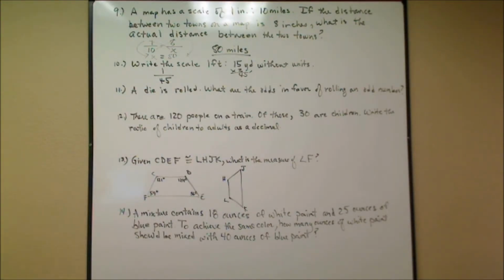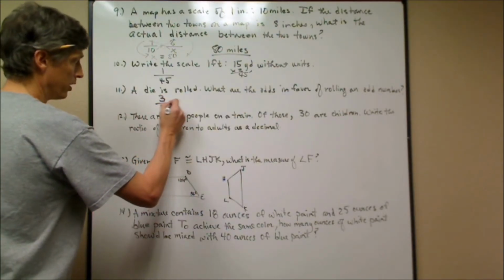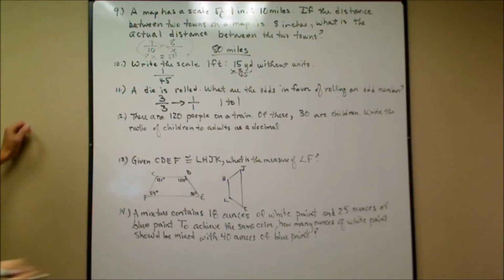A die is rolled. What are the odds in favor of rolling an odd number? Well, in favor of an odd number means all the favorable to the unfavorable. And since a die has a 1, 2, 3, 4, 5, or 6, the odds would be the 1, 3, and 5. There are 3 odds. There are 3 that are not odds. So it would be 3 to 3, which is 1 to 1. Or if you want to, you could write it as 1 to 1.